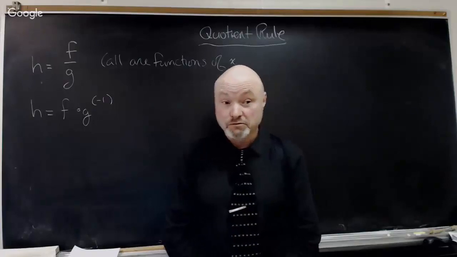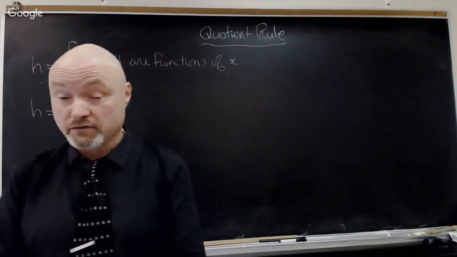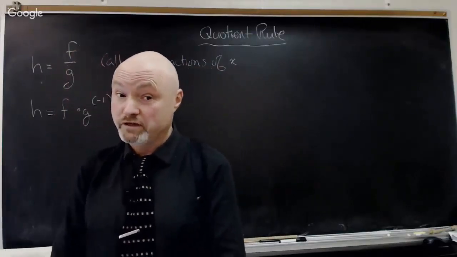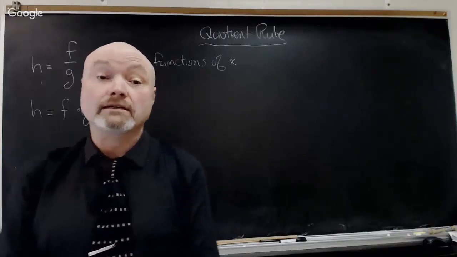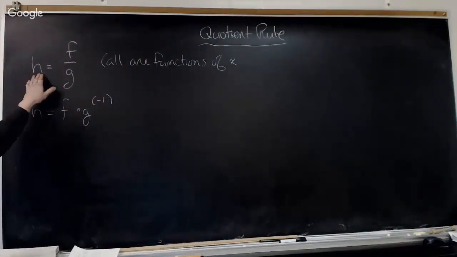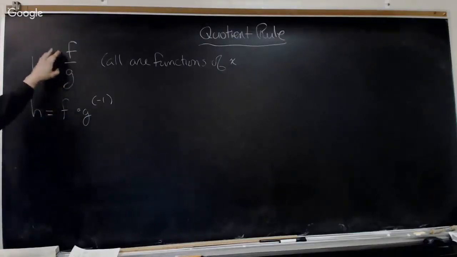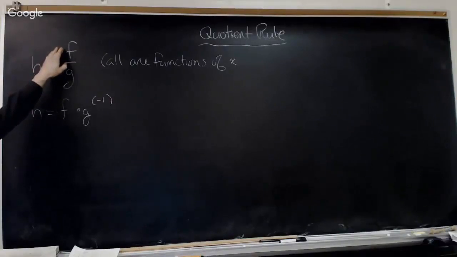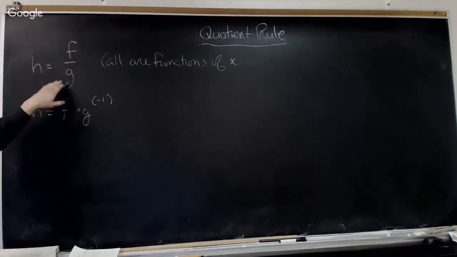So we are doing the quotient rule today. And first of all, we're going to do sort of a proof of the quotient rule, basically derived from the product rule. And so we have a function of x, which is h, and it's made up of a function of x, which is f of x, divided by another function of x, which is g of x.